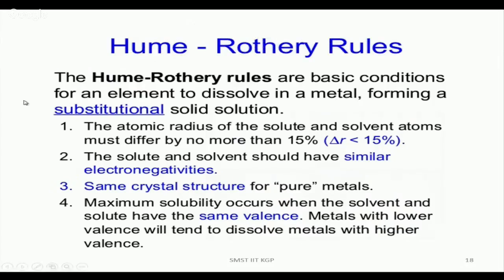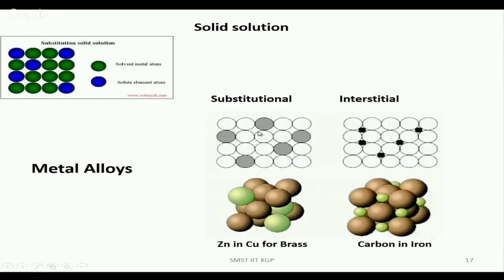So there are four different conditions for substitutional solid solution formation. This is postulated by the Hume-Rothery rules. One of the rules says the atomic radius of the solute and the solvent should not differ by more than 15%. Because it's substitutional, they should not have too much difference in terms of size or volume or radius, otherwise it will not fit properly into the lattice structure.